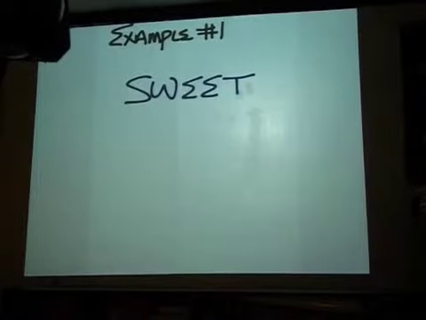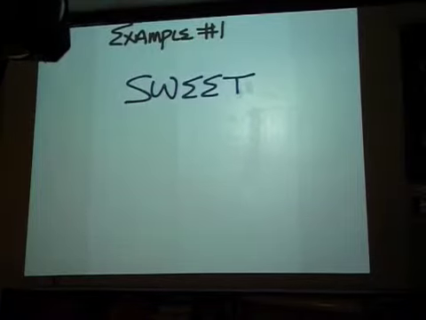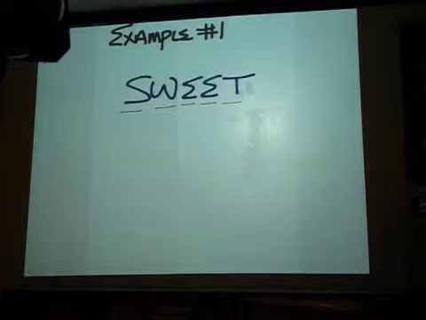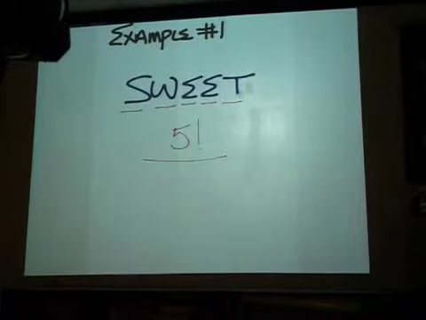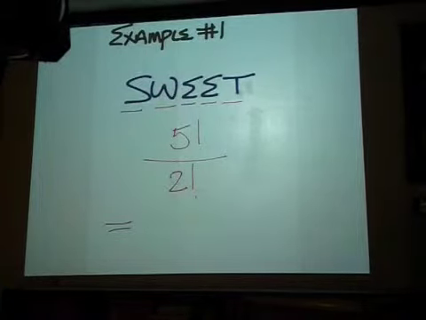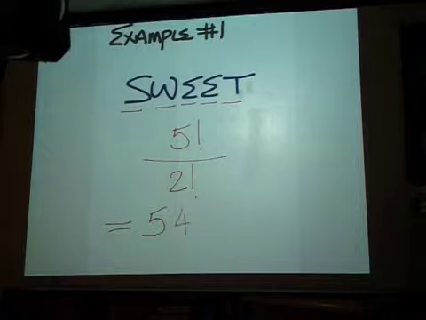In the word suite, we want to figure out how many different ways we can arrange the letters in the word suite. First of all, count the number of letters. There are 5. Now, do we have any letters that repeat? Yeah, E. How many E's are there? 2. On the bottom, you would put 2 factorial. Is there anything else that repeats? No. Therefore, you just simplify that problem. That's really the same thing as 5 times 4 times 3, which is 60.